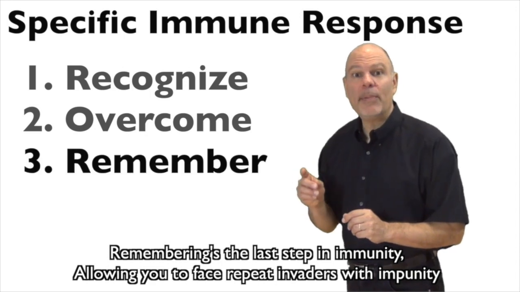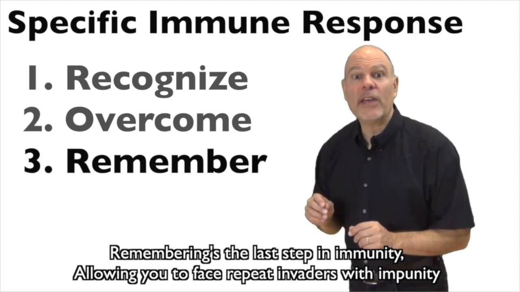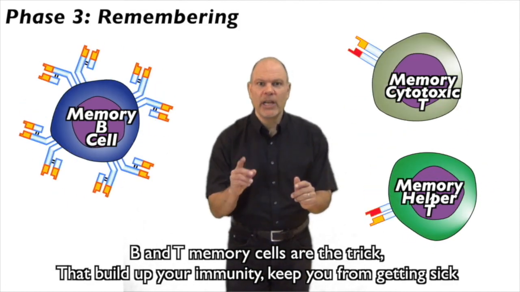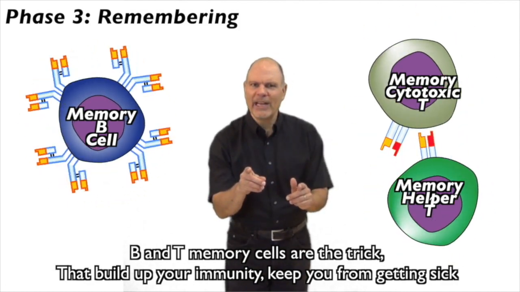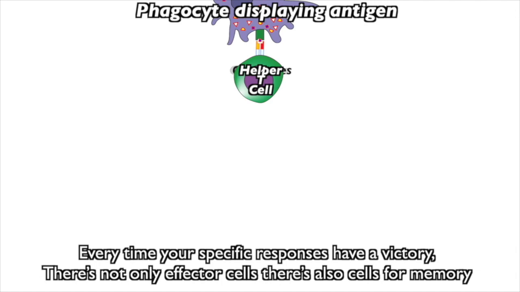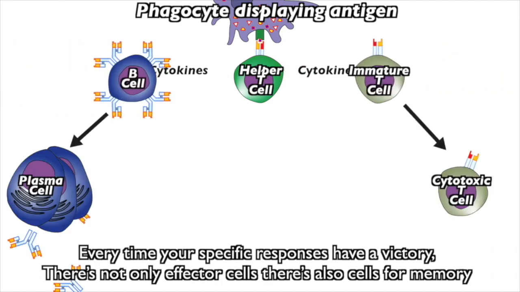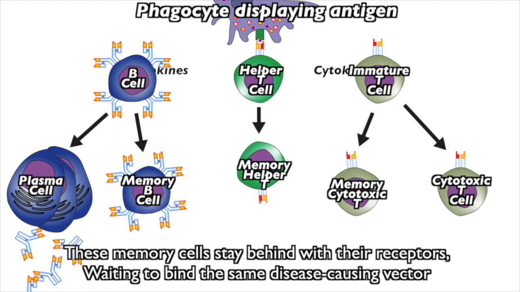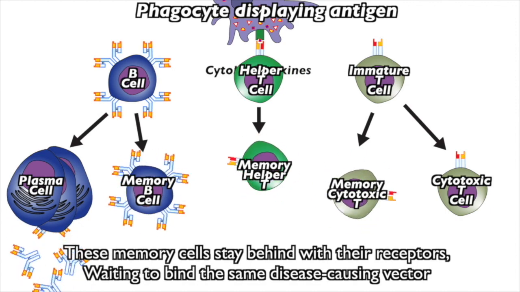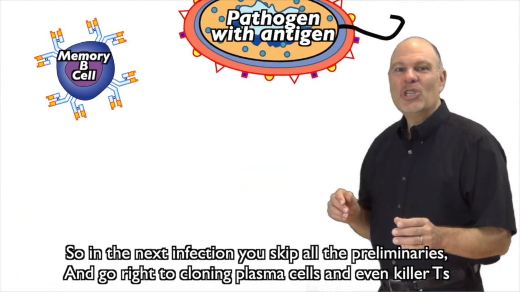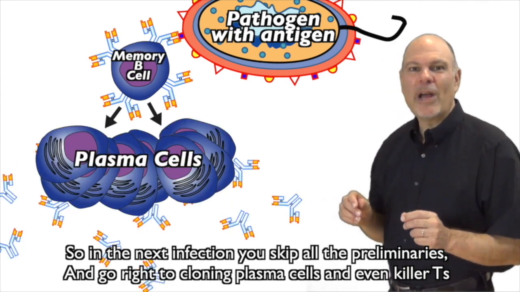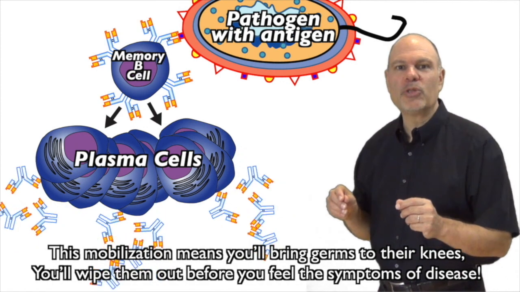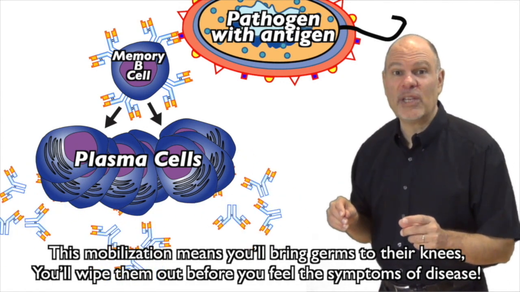Remembering's the last step in immunity, allowing you to face repeat invaders with impunity. B and T memory cells are the trick that build up your immunity, keep you from getting sick. Every time your specific responses have a victory, there's not only effector cells, there's also cells of memory. These memory cells stay behind with their receptors, waiting to bind the same disease-causing vector. So in the next infection, you skip all the preliminaries, go right to cloning plasma cells and even killer T's. This mobilization means you'll bring germs to their knees, you'll wipe them out before you feel the symptoms of disease.